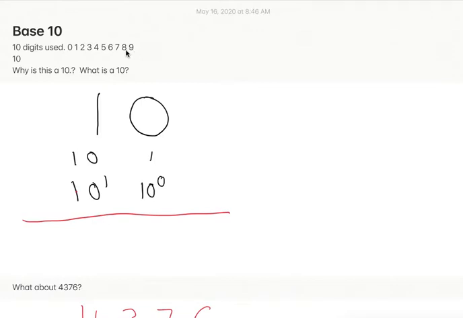Now what comes after 9? 10. Well, why? What is a 10? What does it stand for? Let's take a look. The 0 in 10 stands for 0 ones. The 1 stands for 1 ten. Why? Because this column here in base 10 is the ones column because 10 to the 0 power is 1. This column here is the tens column because 10 to the first is 10.